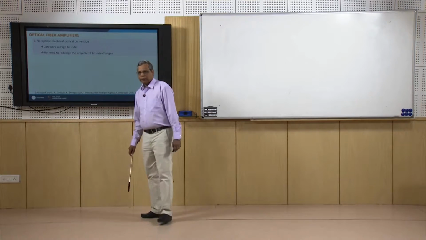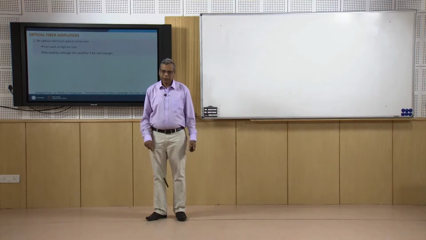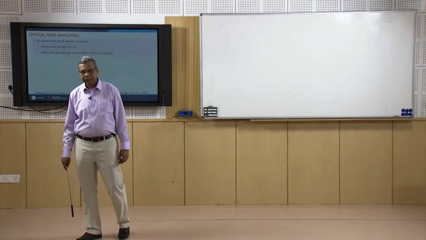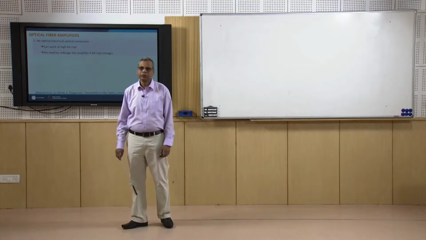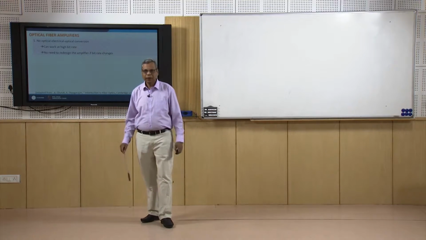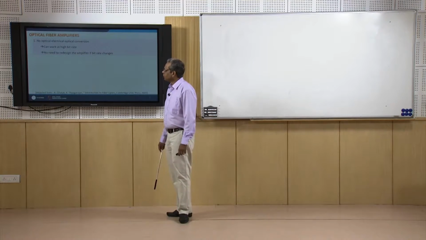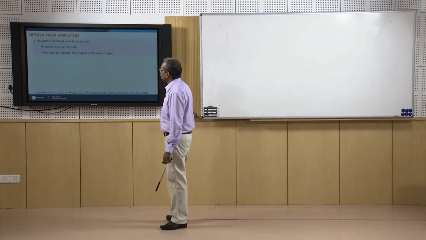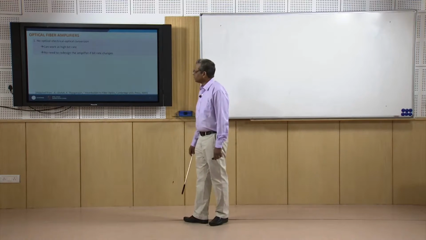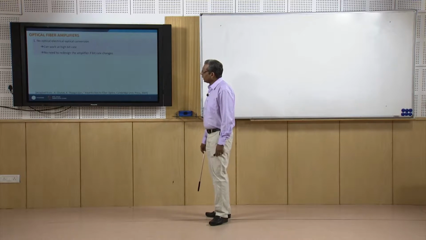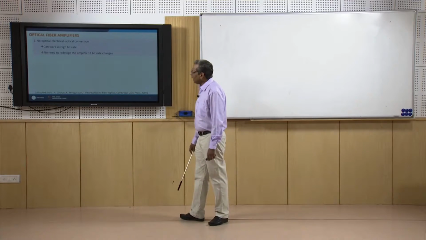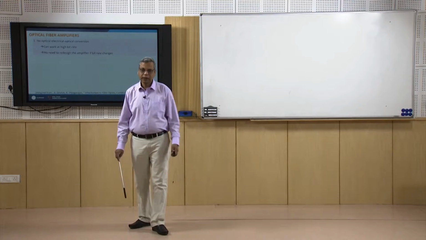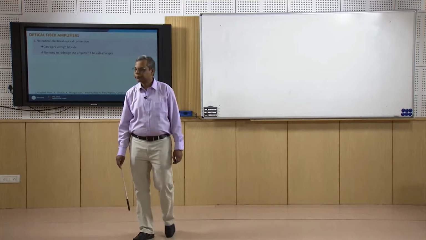So, we want to have an amplifier which is in optical domain itself, and an optical amplifier which is in fiber geometry itself, because then it is easier to splice the amplifier with the transmission fiber. So, if we use optical fiber amplifiers, then there is no optical to electrical to optical conversion. It can work at high bit rate, and when the bit rate changes, you need not redesign the amplifier as you will have to do in an electronic amplifier.